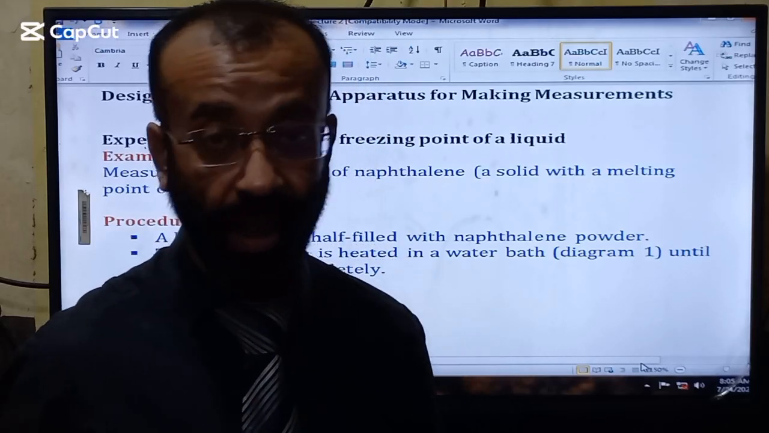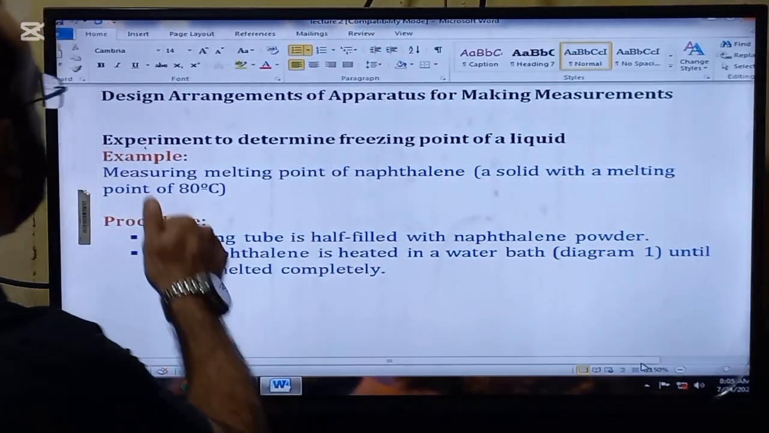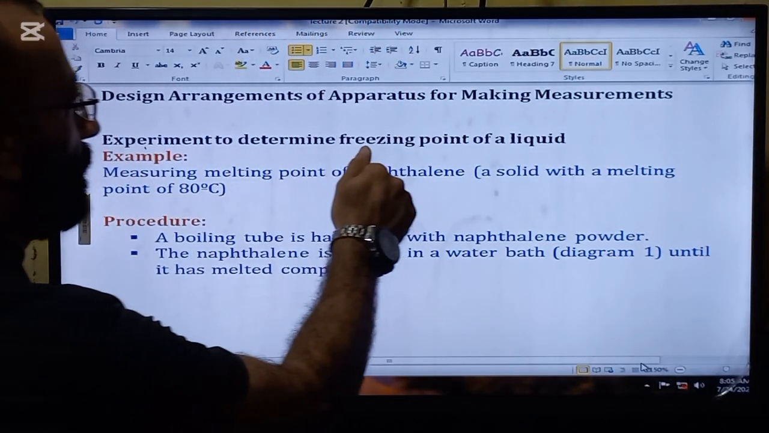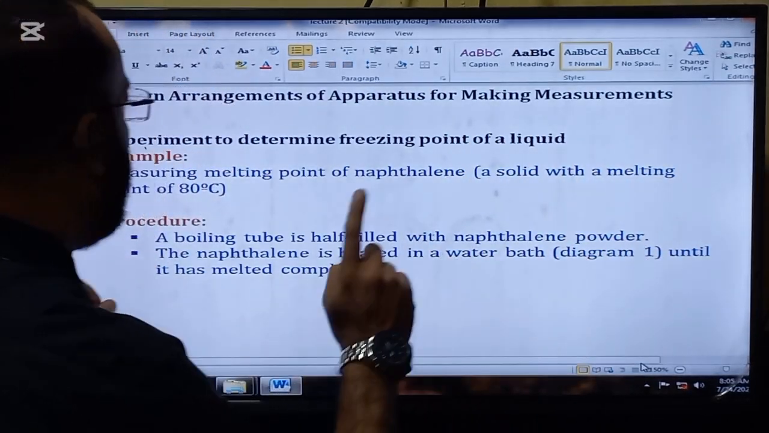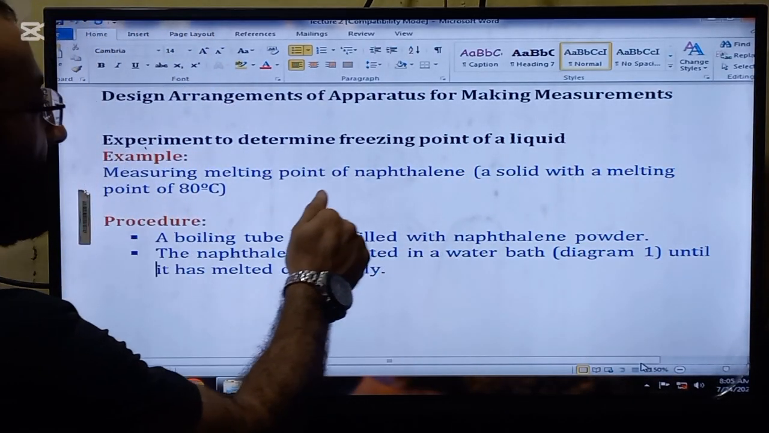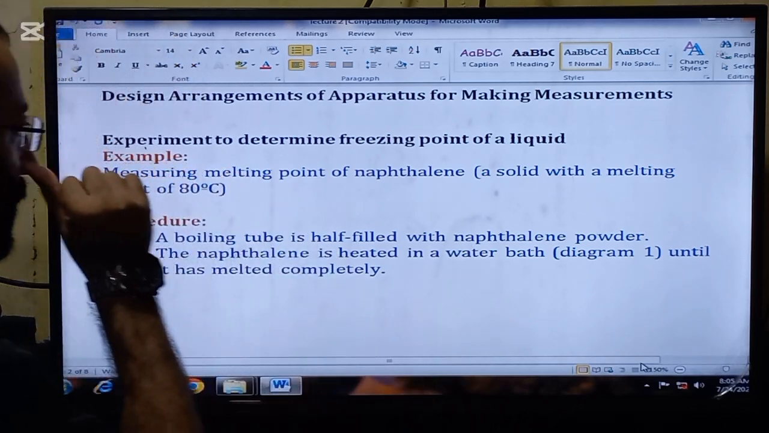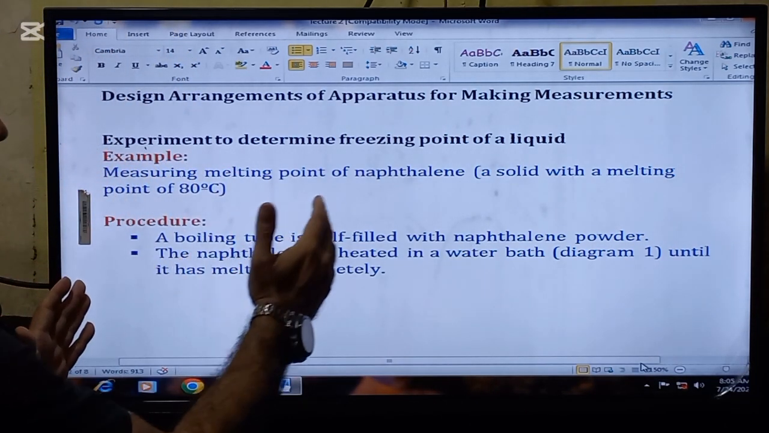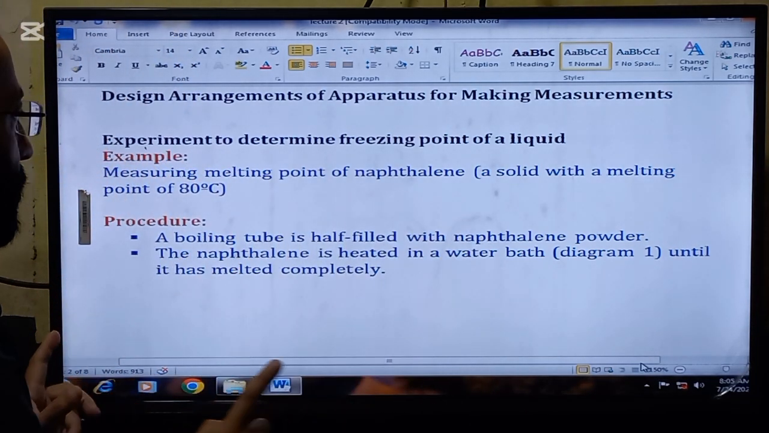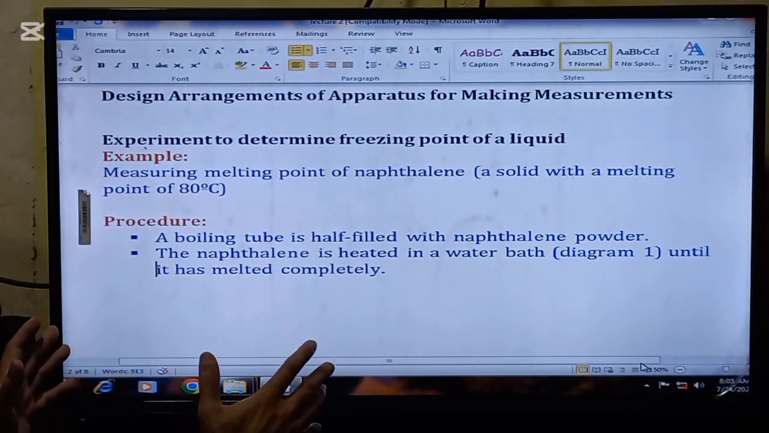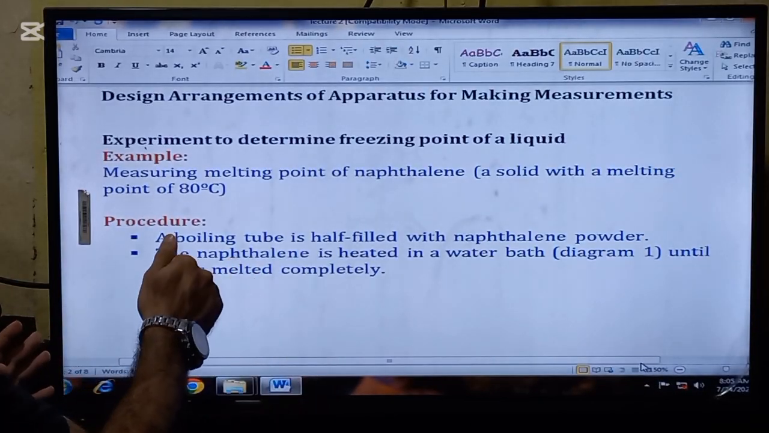Good morning, students. Our topic today, in the topic of designing arrangements of apparatus for making measurements, is the experiment to determine the freezing point of a liquid. So this is an experiment which will show us how to determine the freezing point of a liquid. So concentrate. We are going to understand it through an example.